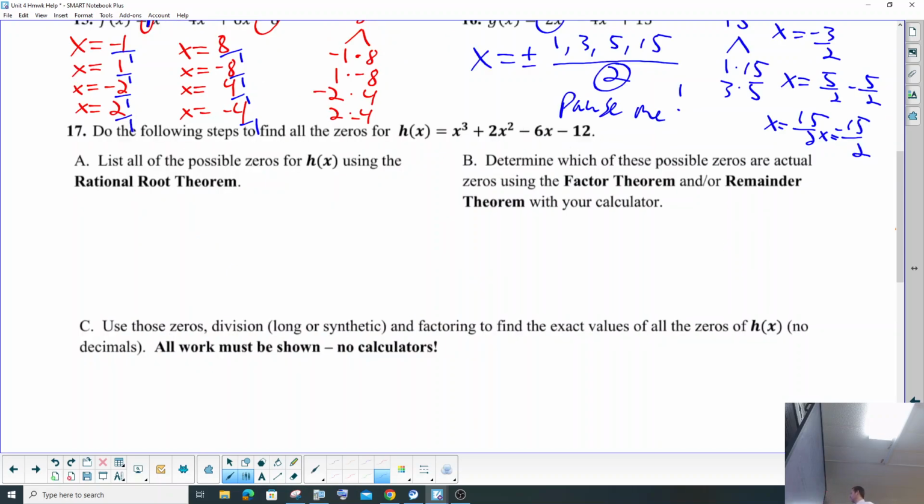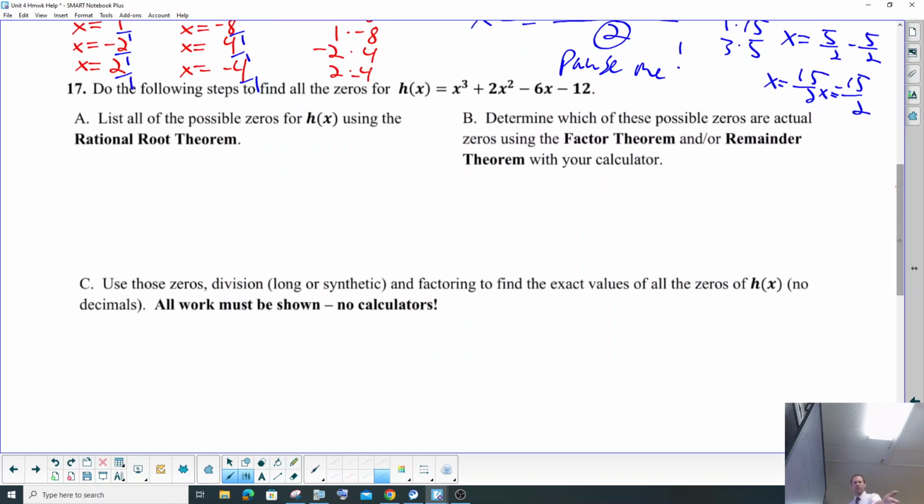That was really difficult, wasn't it? Okay, don't worry. You can pause me right now and try number 17. So go ahead and list all the possible zeros. Doesn't mean they all work, but just list all the possible zeros, okay? So if we list all those possible zeros for h of x, using the rational root theorem, we go ahead and use negative 12 with all of its factors, as well as 1, right? So what are all the factors of negative 12? Pause me, list them all.